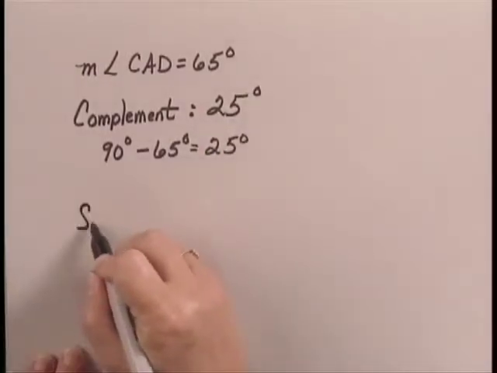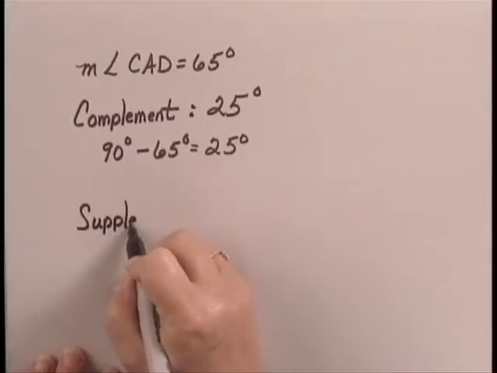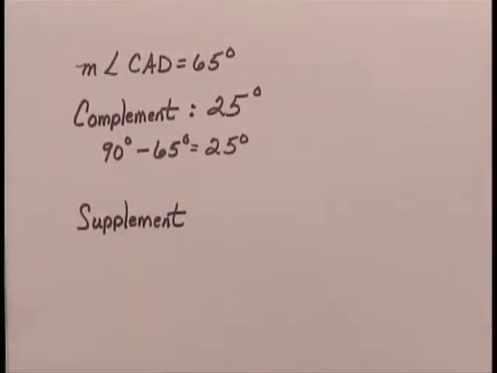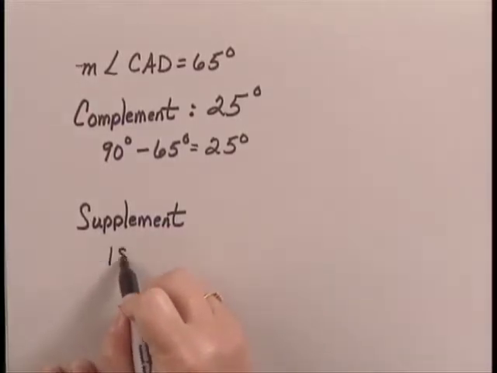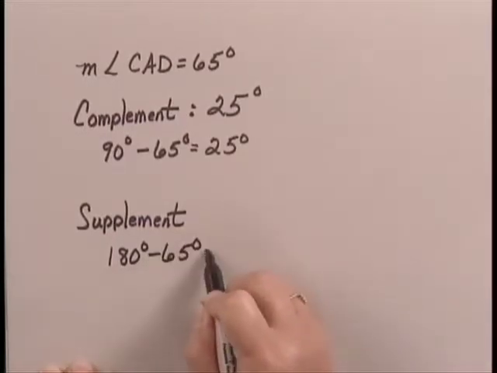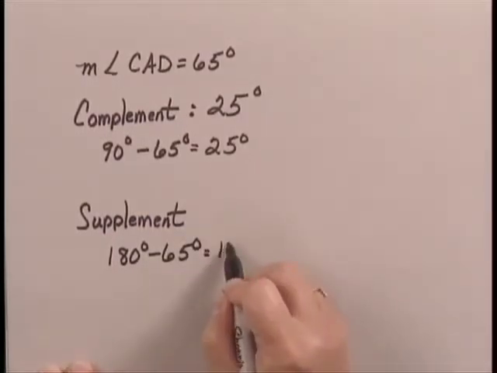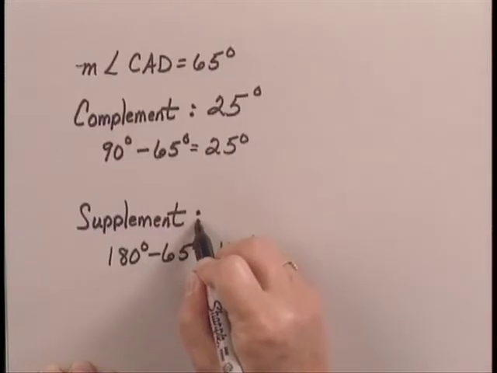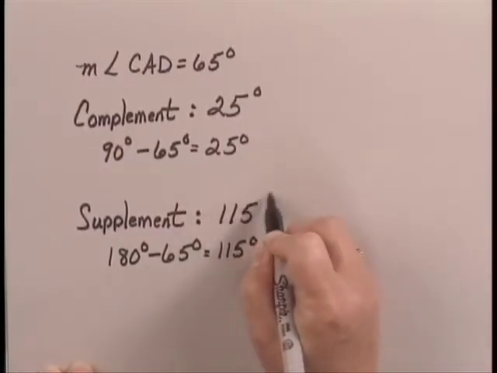Now we'll find the measure of a supplement of the angle. Two angles are supplementary if the sum of their measures is 180 degrees. So if we write 180 degrees minus 65 degrees, and we find that difference, we have 115 degrees. So the measure of a supplement of angle CAD would be 115 degrees.